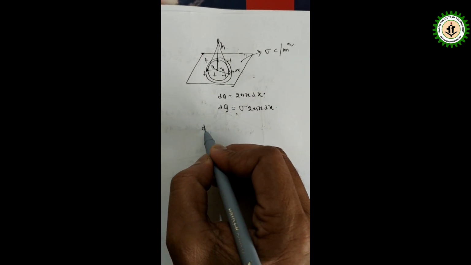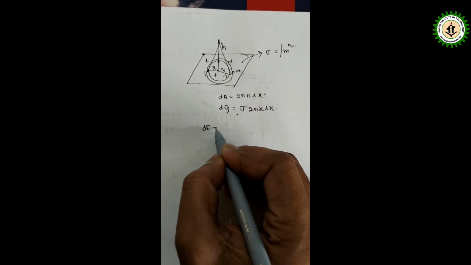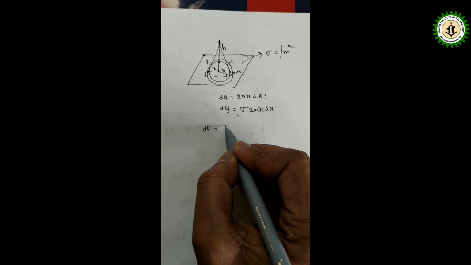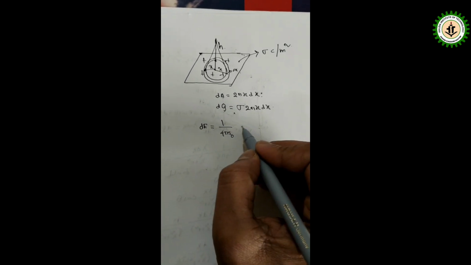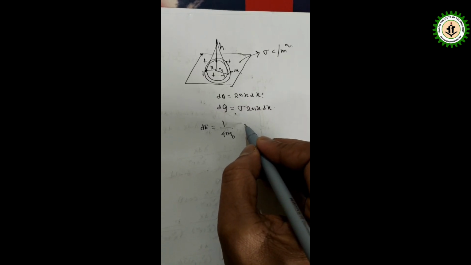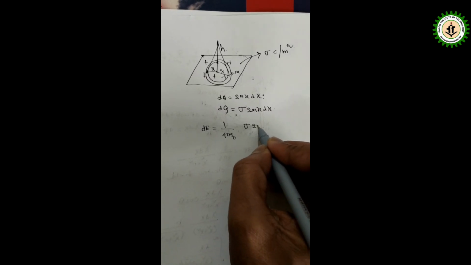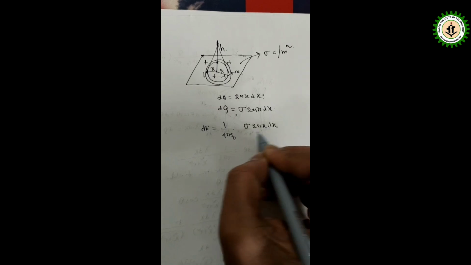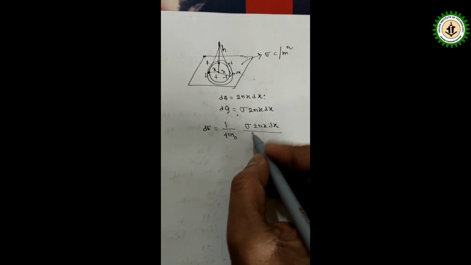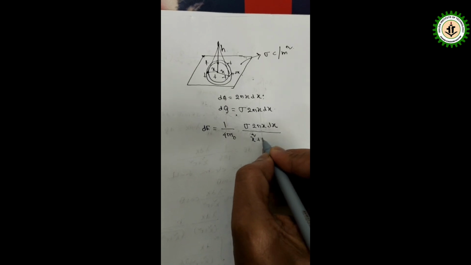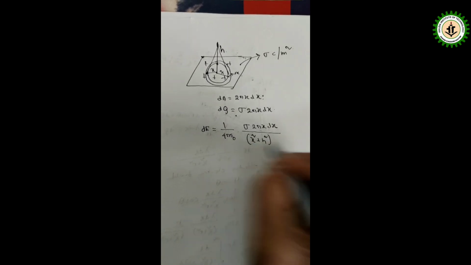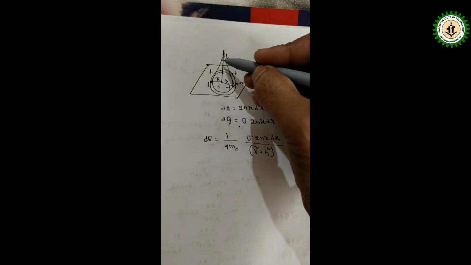So now I calculate the electric field. The electric field dE equals 1 by 4 pi epsilon naught into dq, and the value of dq equals sigma into 2 pi x into dx, divided by distance square, and distance square is nothing but x square plus h square. But there is the same type of problem if I consider two symmetrical parts.